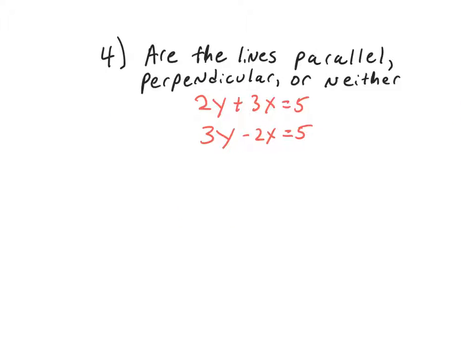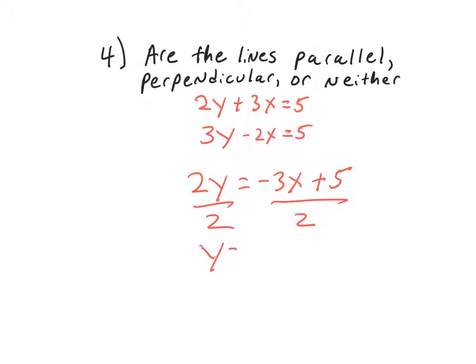On number 4, it's asking, are the lines parallel, perpendicular, or neither? So we have to get y by itself on each of these. So I'll start with the top one, and we're going to do 2y equals negative 3x. So we'll go ahead and subtract the 3x from both sides, plus 5, and then divide by 2. So we're going to get y is equal to negative 3/2 x plus 5. And the number that we care about is this negative 3/2. That's the slope. We're going to compare the slope in these two. So our first slope was negative 3/2.